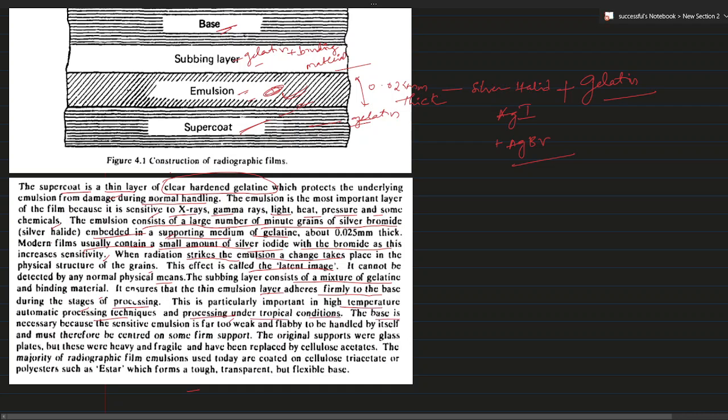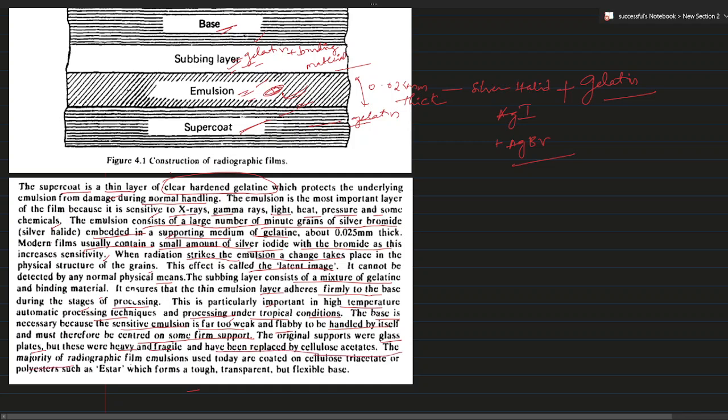The base is necessary because the sensitive emulsion is far too weak and flabby to be handled by itself and must be centered on some firm support. See, the base is to give firm support to the emulsion. And why the subbing layer? During the developing process, in order to not let the emulsion get removed, we use the subbing layer.